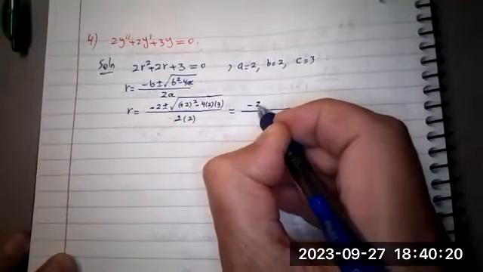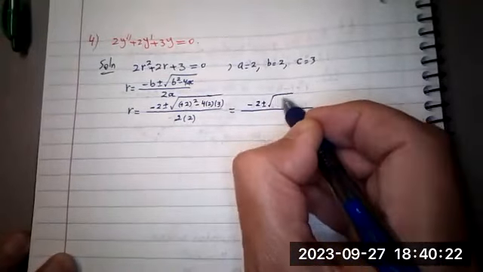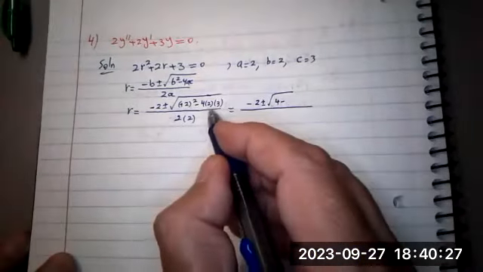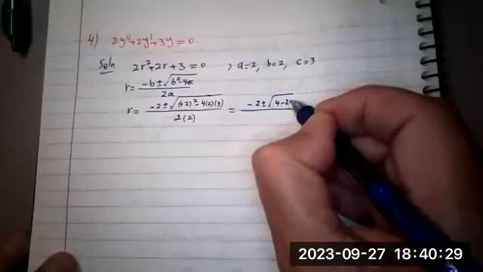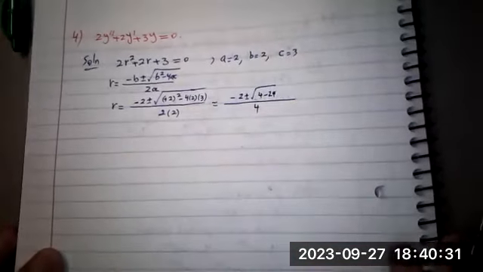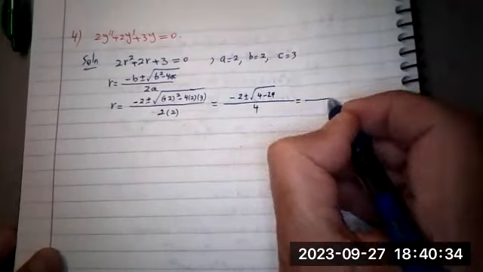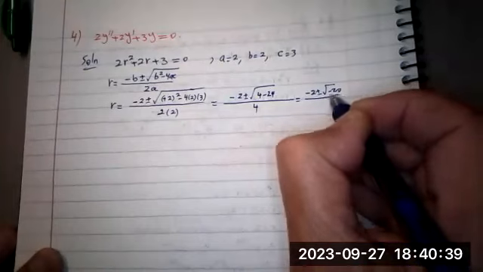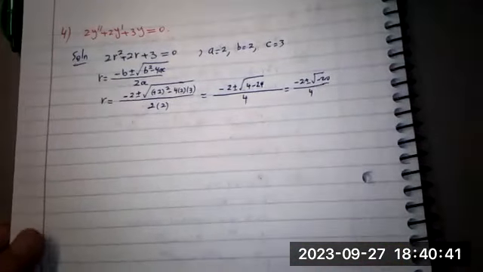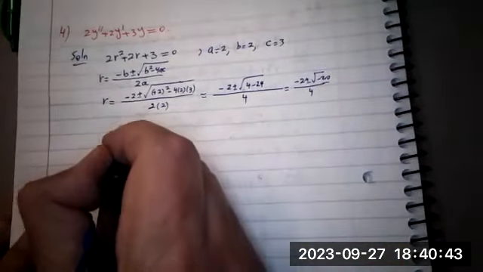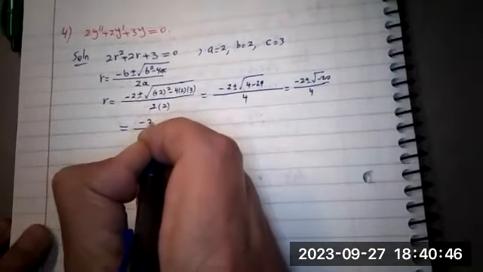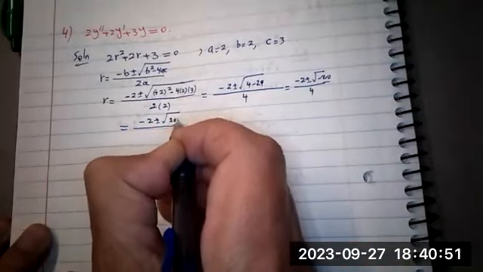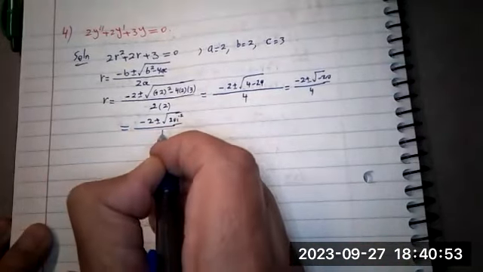So that gives negative 2 plus or minus the square root of, inside is 4 minus 24, divided by 4. So the top would be negative 2 plus or minus the square root of negative 20, over 4. Change it to the complex number. So it's going to be negative 2 plus or minus 20 i squared, divided by 4.